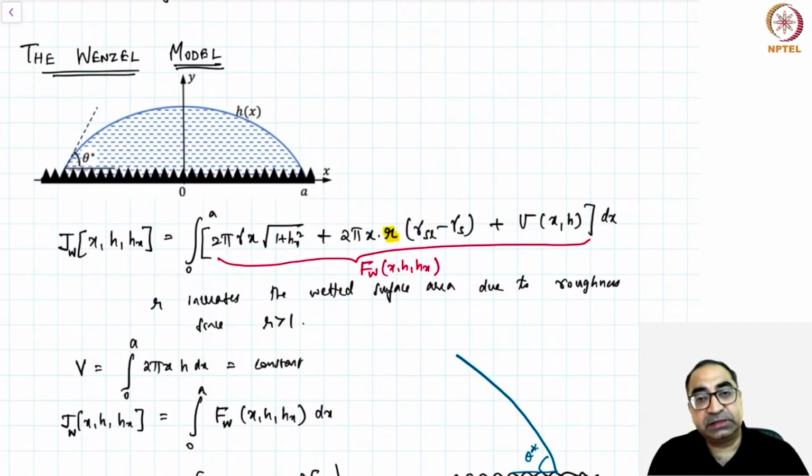The analysis for the Wenzel state was very similar to the analysis for the smooth case, where we obtained Young's law. The only difference is that the energy term, which takes into account the interaction between the liquid and the solid, now has the roughness parameter r, because there is an excess surface area, and this excess surface area is modeled with this roughness parameter r. You may recall that this roughness parameter r is nothing but the ratio of the actual surface area of the rough surface to the projected surface area.